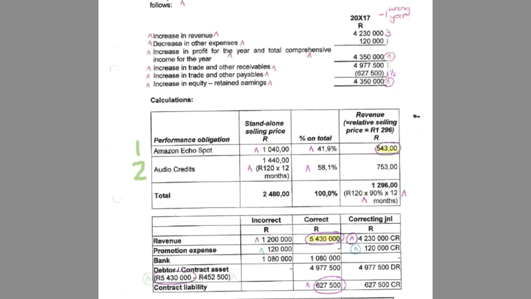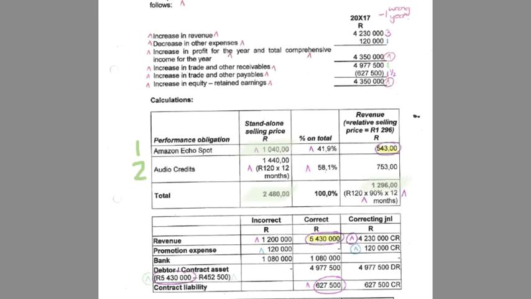The Amazon Echo Spot standalone selling price is 1,040 Rand, and the audiobooks is 120 Rand for the subscription for 12 months. That is what it usually costs, not on the promotion with the discount. Then we can calculate the proportion of the total transaction price that belongs to the Amazon Echo Spot by taking the standalone selling price of the Echo Spot divided by the total of all the standalone selling prices and multiplying that by the transaction price.